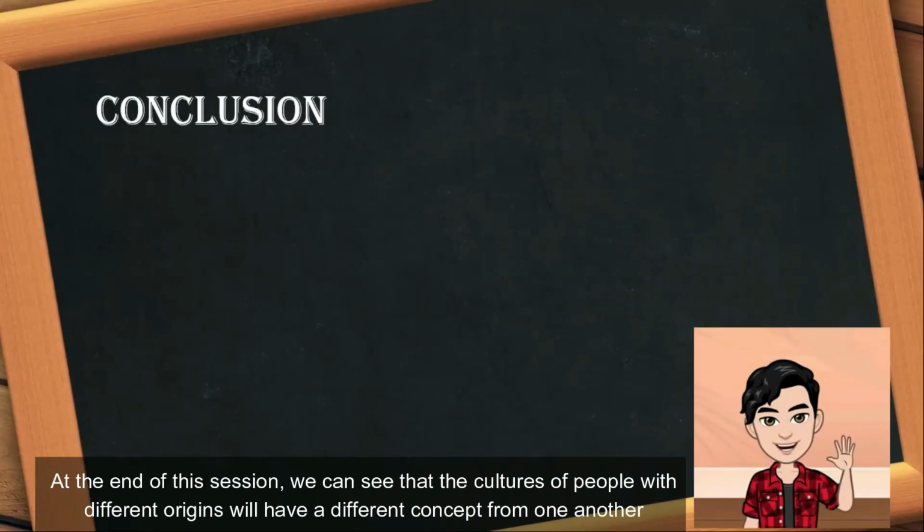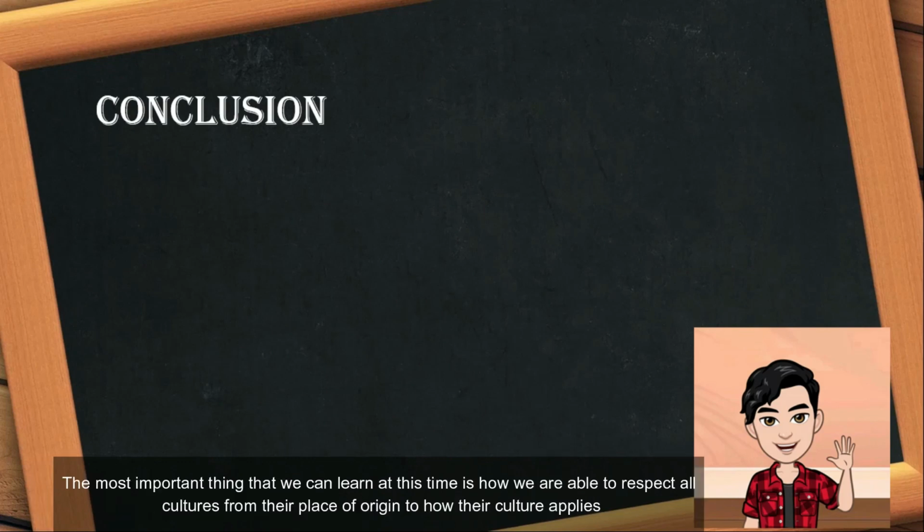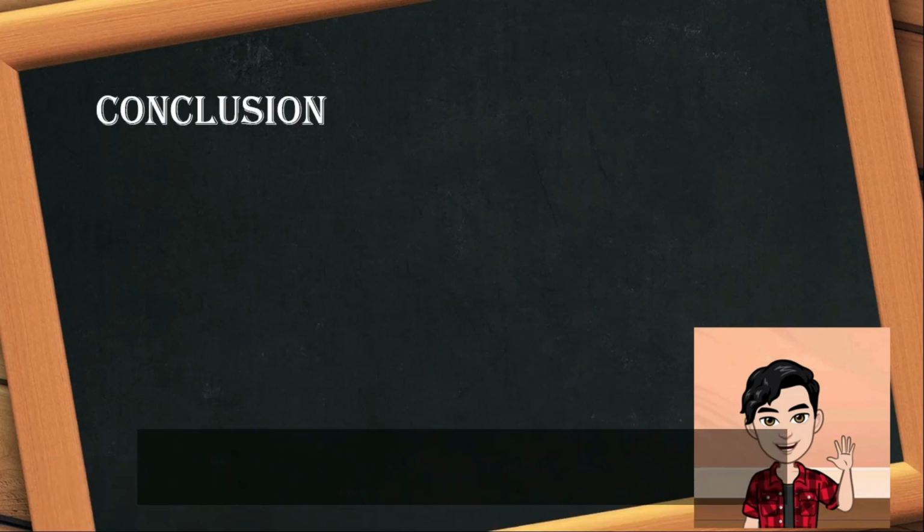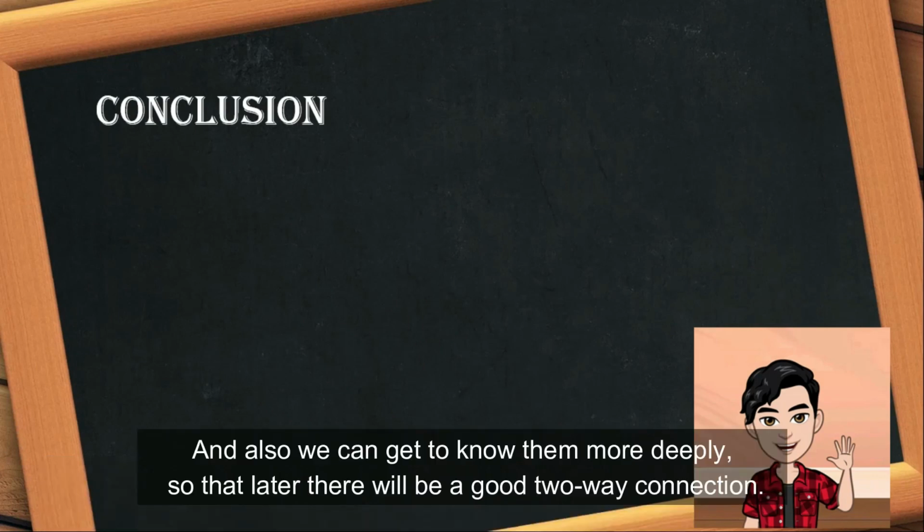In the end of this session, we can see that the culture of people with different origins will have a different concept from one another. The most important thing that we can learn this time is how we are able to respect all cultures, from their place of origin to how their culture applies. But our moral responsibility as human beings is the basic concept that we make friends with various kinds of people from various cultures. And also we can get to know them more deeply so that later it will be a good two-way connection.